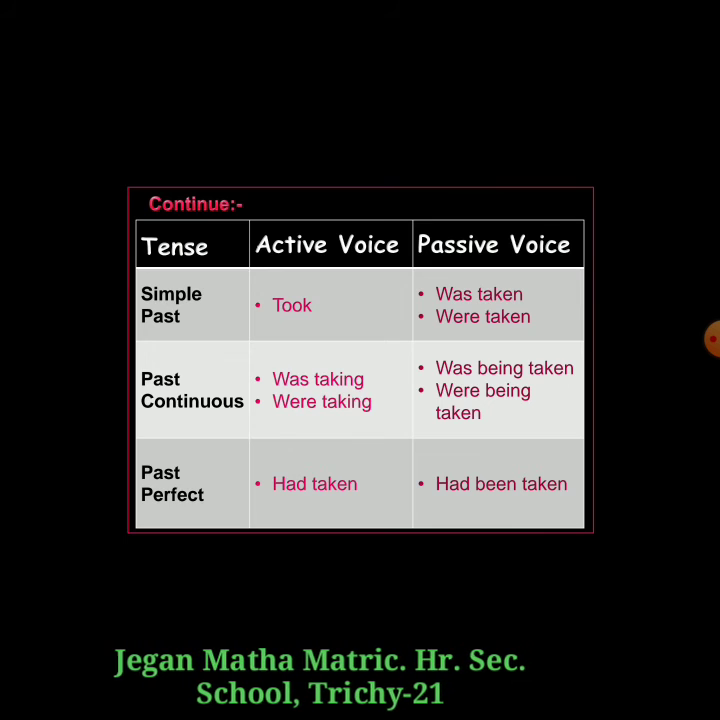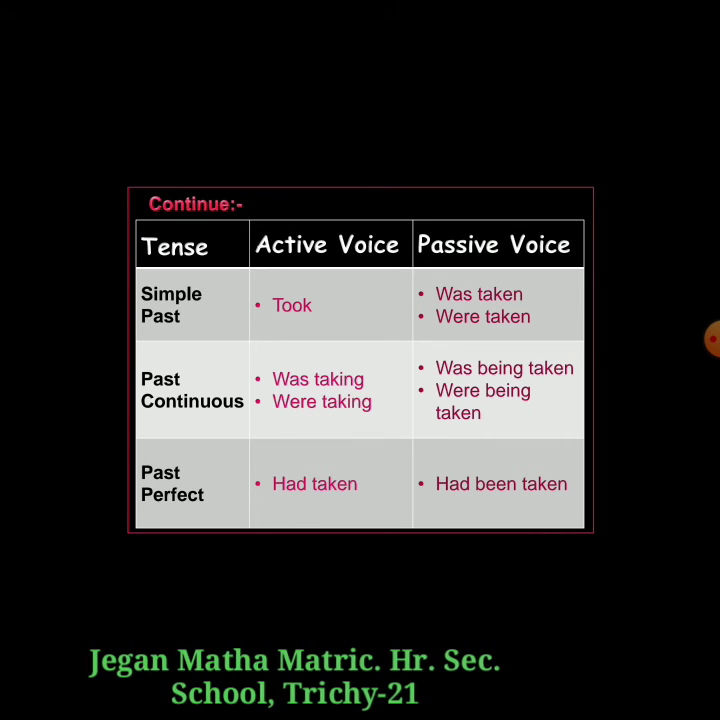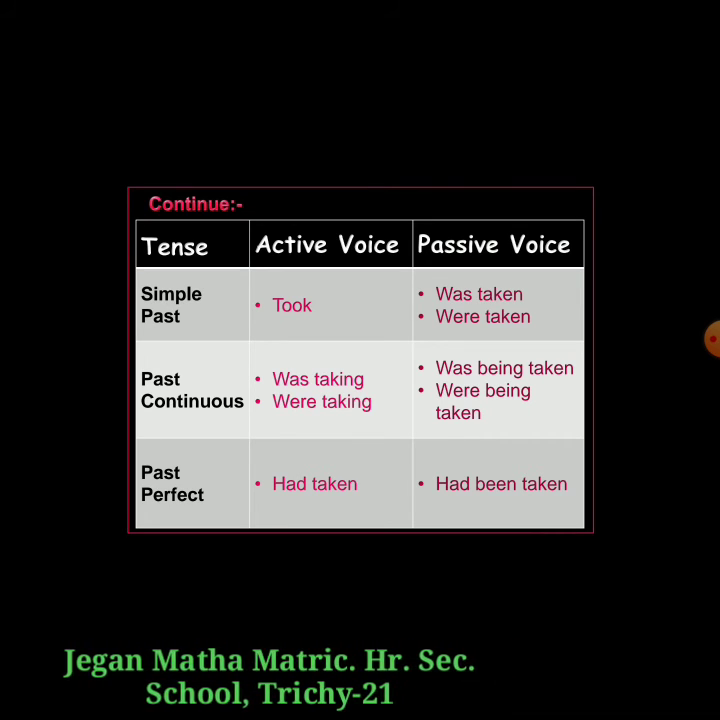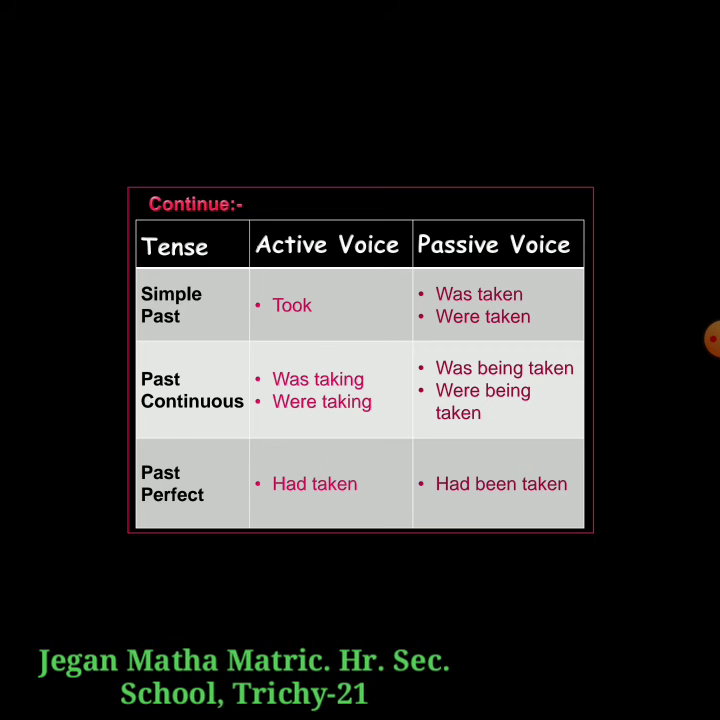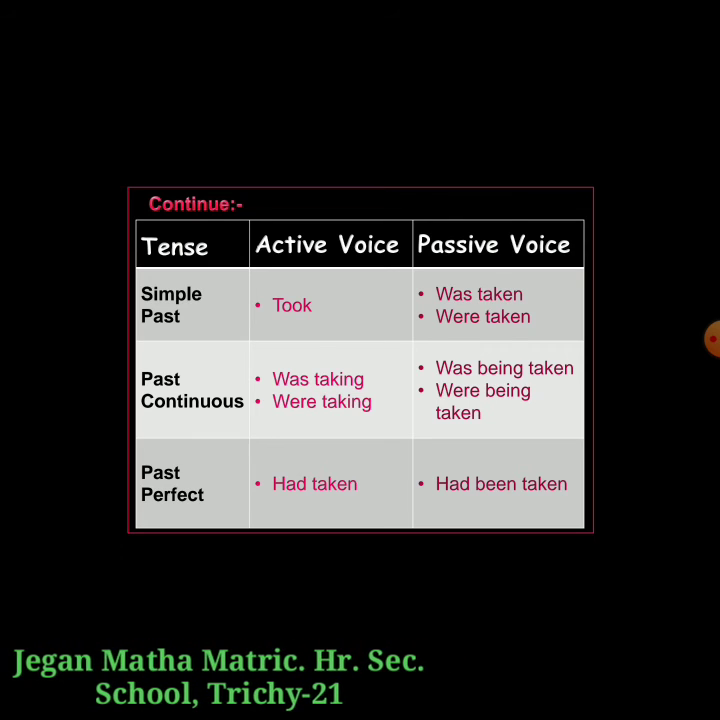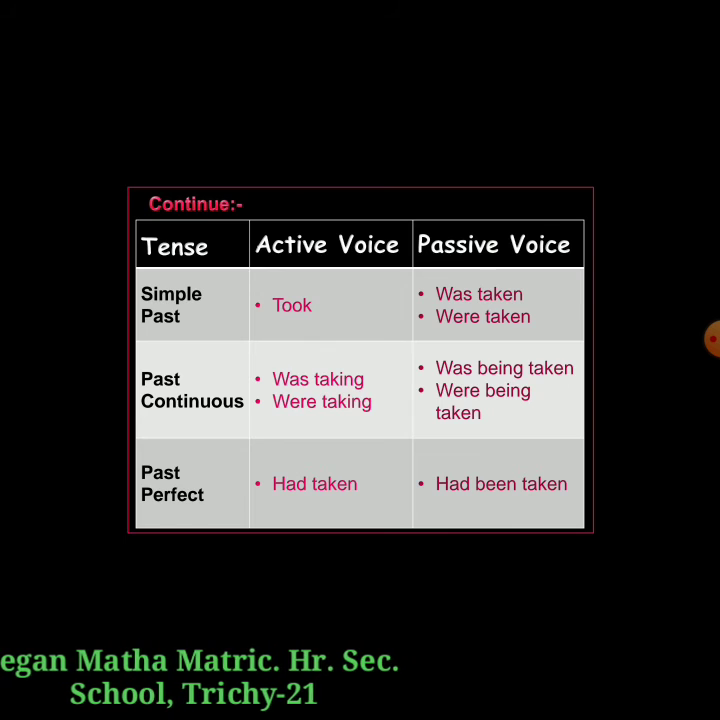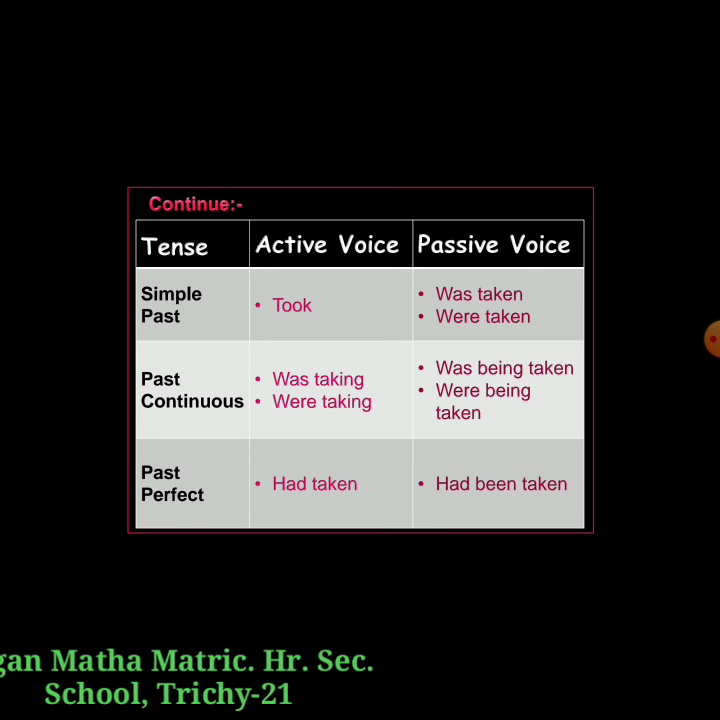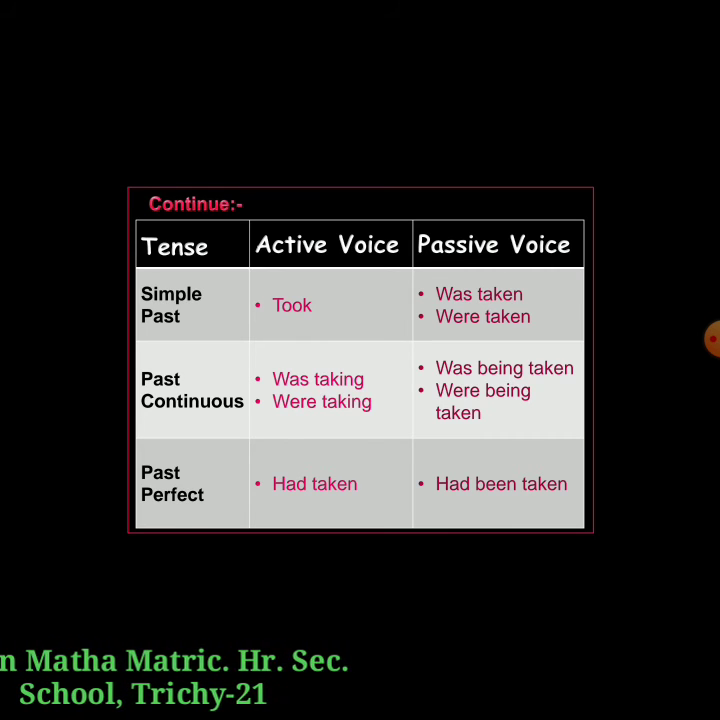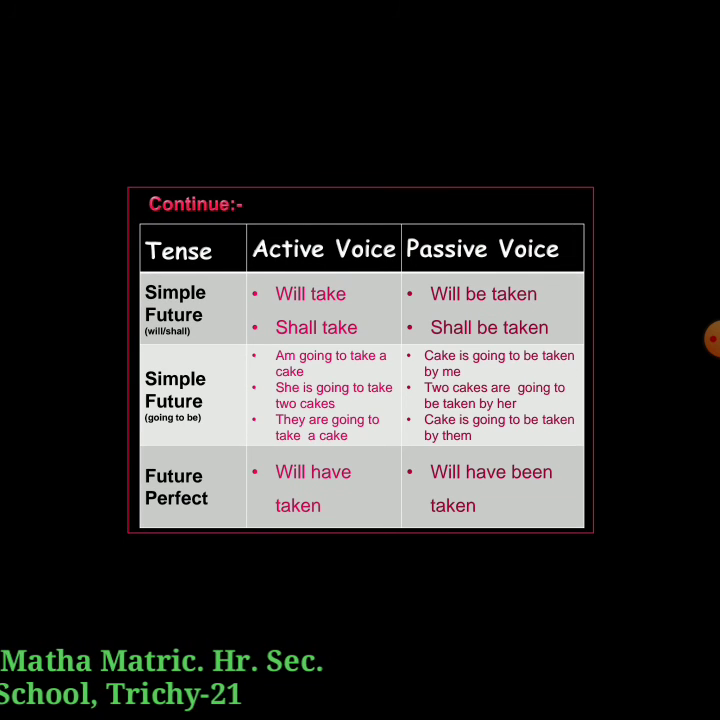Past perfect: had plus V3, had plus the third form of the verb. How will you change it to passive voice? Had been taken. How did you learn present perfect? Have been, otherwise has been, plus the third form of the verb. So here, had been plus the third form of the verb, past perfect. Okay, simple future: will take, will be taken. Shall take, shall be taken.